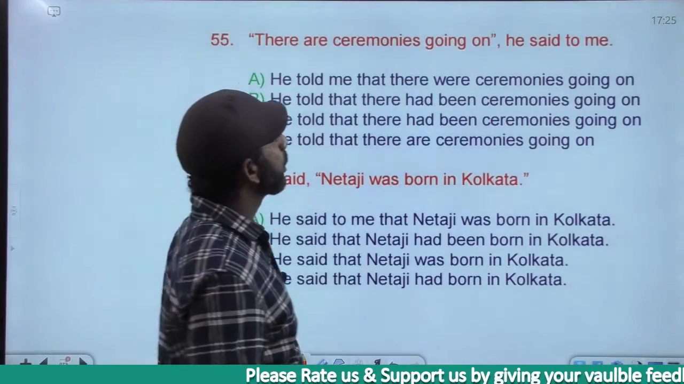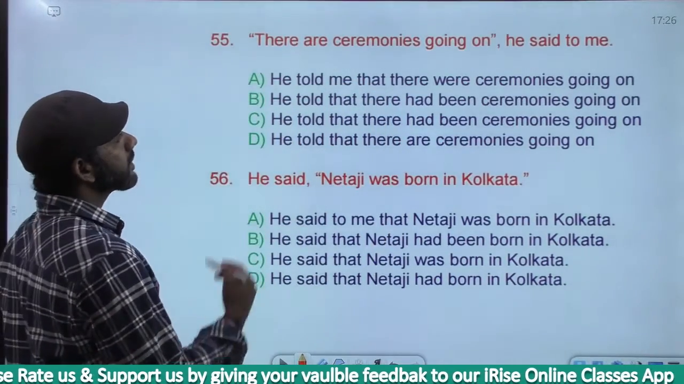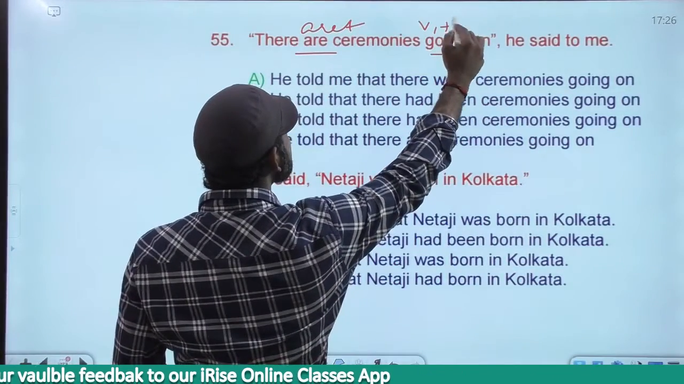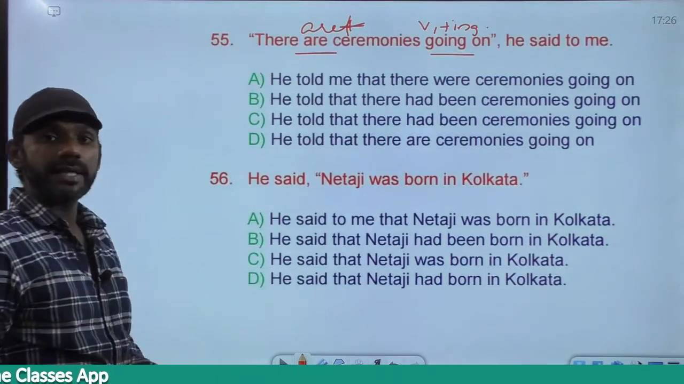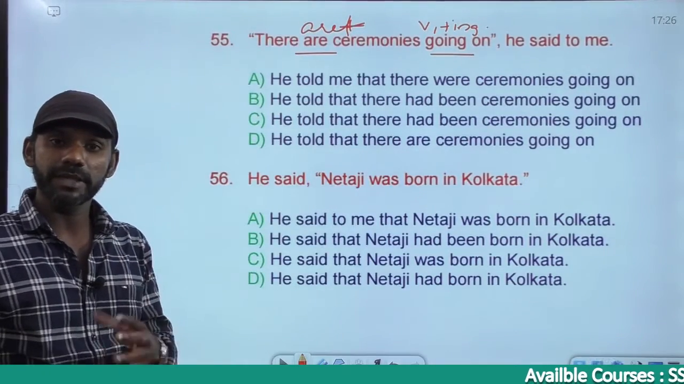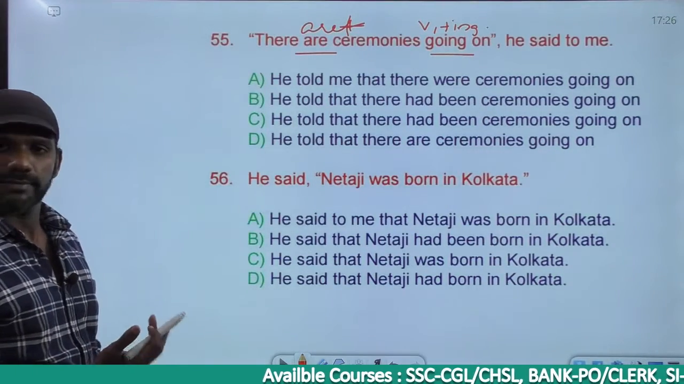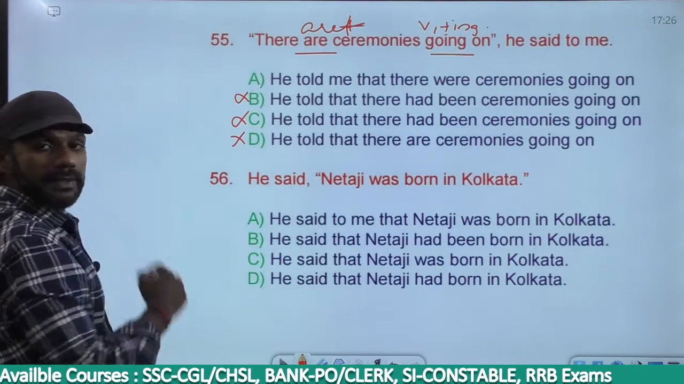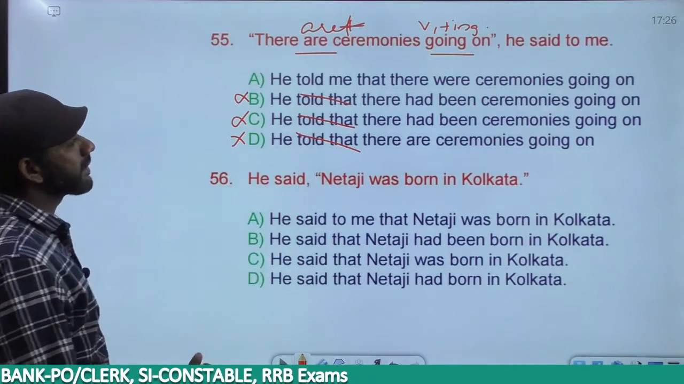There are ceremonies going on, he said to me. There are ceremonies going on. Are ceremonies going on is are plus V1 plus ing, and are plus V1 plus ing is present continuous. And as per the rule, present continuous must become past continuous. Come to option A. Now we can easily eliminate three options. B, C and D are gone, because B says told that, C says told that, D also says told that. The answer must be A.